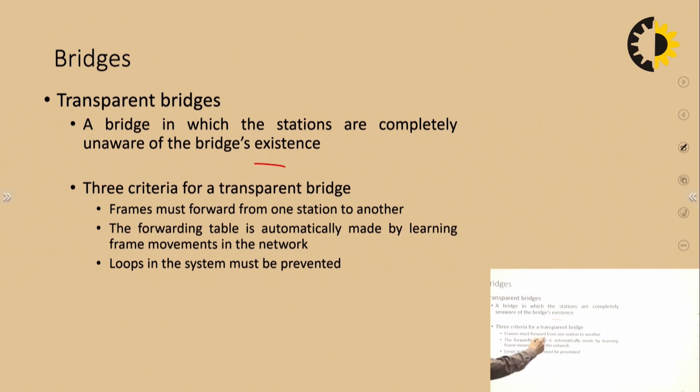The three criteria of a transparent bridge are: frames must be forwarded from one station to another, the forwarding table is automatically made by learning frame movement in the network, and loops in the system must be prevented.